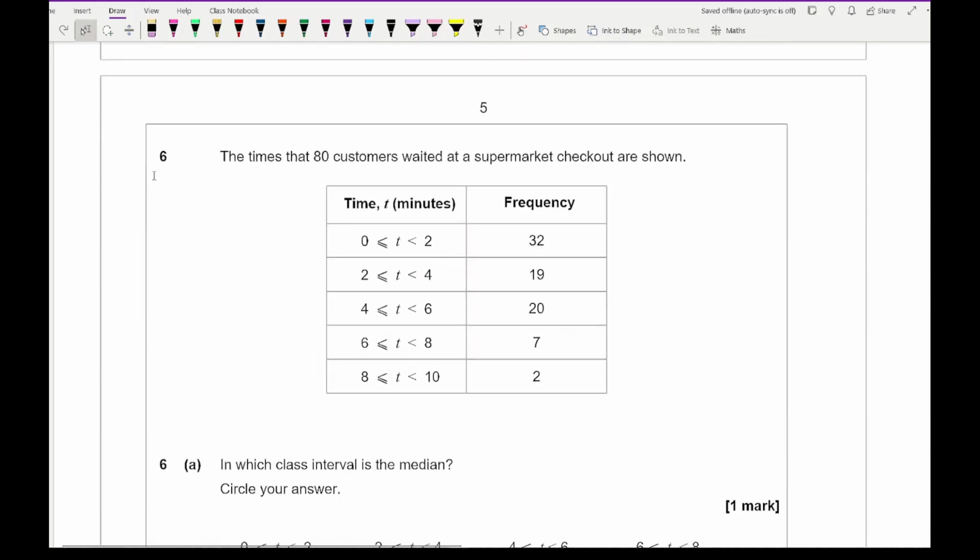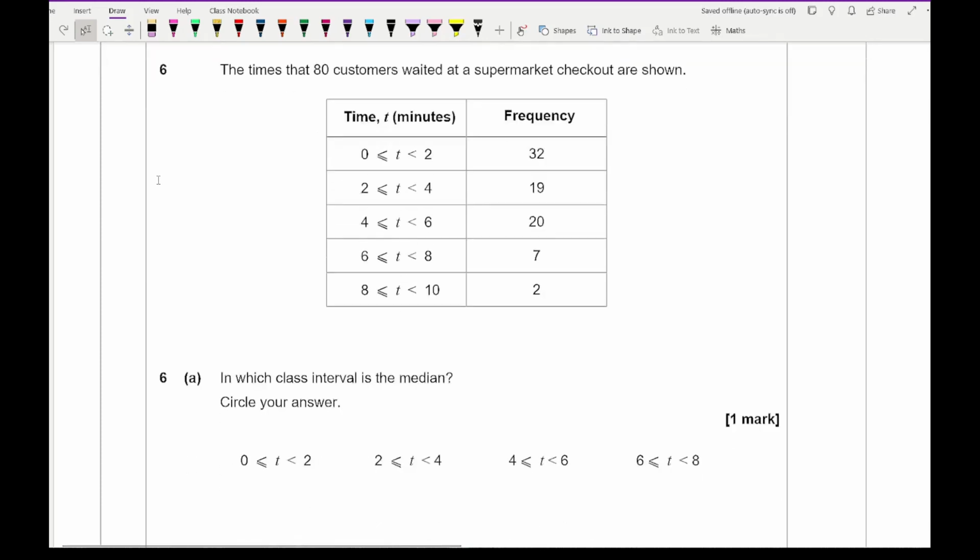Then with question 6, it says the times that 80 customers waited at a supermarket checkout are shown. And it says in which class interval is the median? Well, if we've got 80 customers and we divide that by 2, the median customer will be the 40th person, and that person will be in this group here, where T is between 2 and 4, inclusive of 2, exclusive of 4.